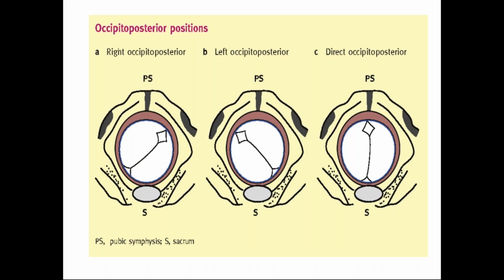Here the occiput is anterior. This is anterior, so one side is there, and posterior is this side. So this is the left occiput posterior, if it is posterior towards the sacrum, on the left side of the maternal pelvis. And it is a direct occiput posterior when the occiput is directly over the sacral promontory or sacrum. So this is a direct occiput posterior.